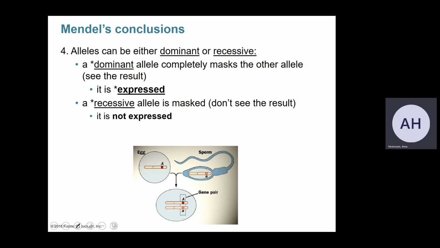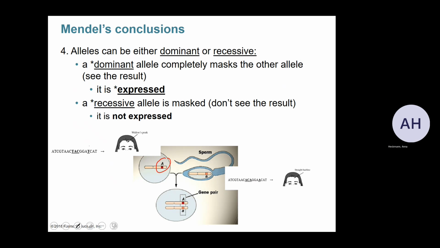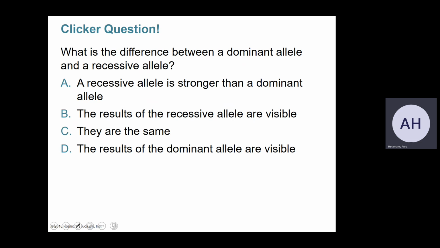Let's imagine that the gene A is for hairline shape. We know there are two phenotypes for hairline shape, widow's peak and straight hairline. If we designate the widow's peak allele as a dominant allele and the straight hairline as a recessive allele, then we know that if these two alleles appear in an individual, you will only see the dominant one, meaning the widow's peak. This individual also has an allele for straight hairline, but you would never know by looking at this person because all you see is the dominant. Here's a clicker question. Pause the video and answer. The answer to this is D.